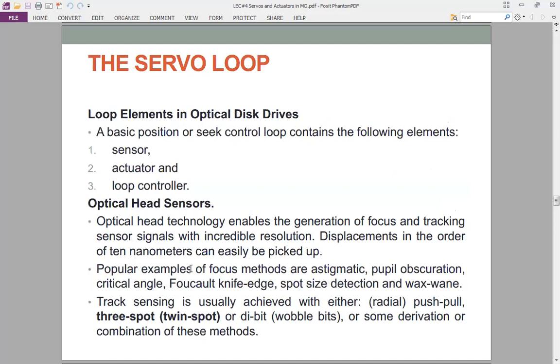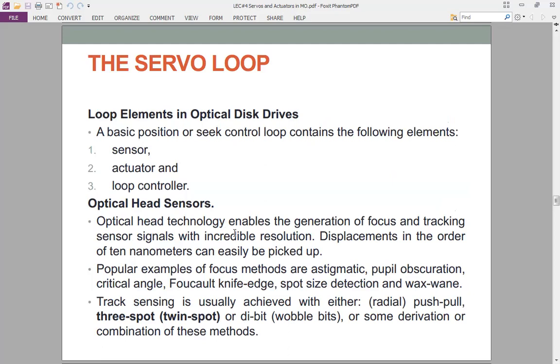So the servo loop contains three things. We have a sensor, which is a photodiode, an actuator, which is a moving coil assembly, and a loop controller, which is basically the system of mirrors and lenses which sends information. So optical head sensors have been explained there.